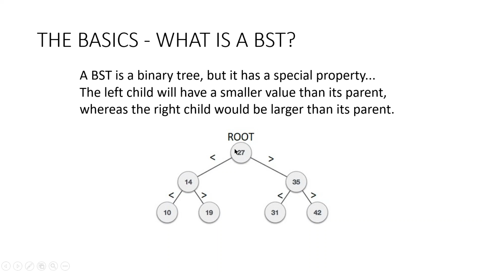For example, see this. 27's left child is 14, which is less than 27, and 27's right child is 35. However, when it comes to 14, 14's left child is 10, and his right child is 19, which is greater than 14, whereas 10 is less than 14. Likewise, at 35, his left child is 31, and the right child is 42.